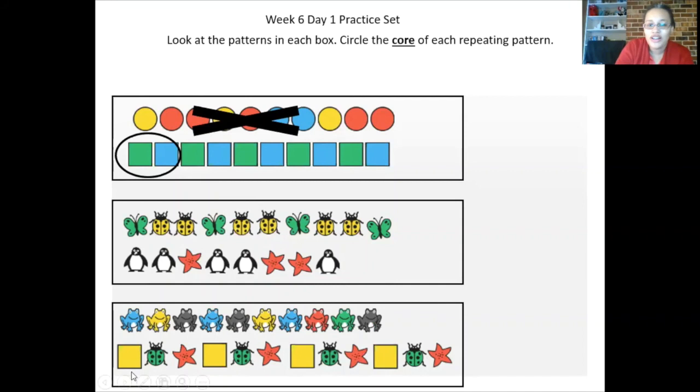I see frogs, shapes, ladybugs, and starfish in this one. Remember, you're going to circle the core of each repeating pattern. Now, if you don't have it printed, you can use your crayons to draw the colors and show it by the colors, and then circle the core of the pattern you drew.